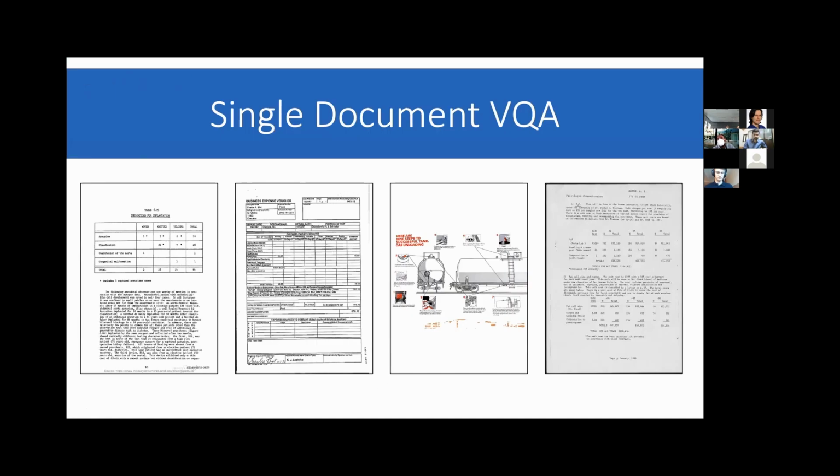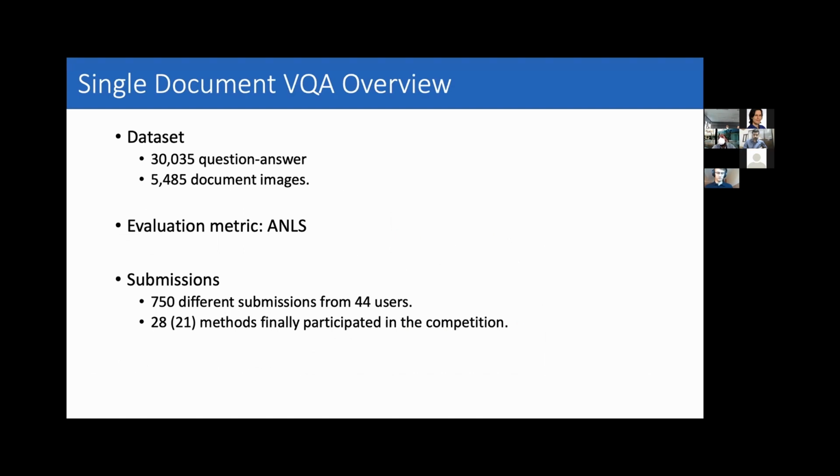Finally, the single document visual question answering was not part of this challenge edition, but nevertheless, we think it's interesting to have a look at the progress during this year, because we have had quite a number of new submissions. In this case, the dataset contains 30,000 questions over 5,000 document images, and the evaluation is also the average normalized Levenshtein similarity. For this one, which is the oldest one, we have 750 different submissions from 44 users, out of which 28 are already public, and from these, 21 are new methods after the previous edition.